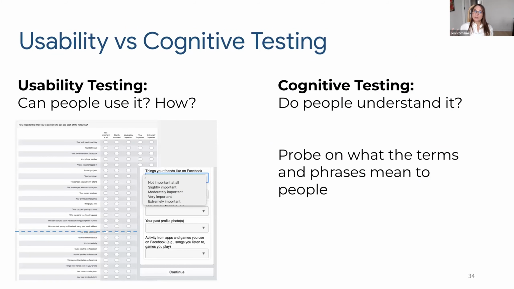Now, people always ask me about cognitive testing. No, not people, survey methodologists, because survey methodologists are accustomed to cognitive testing. And I think it's important to spend a second here to differentiate the two, usability versus cognitive testing. The simple way to think about it is usability is, can people use it? How do people use it? And we're measuring behavior when we conduct usability testing.